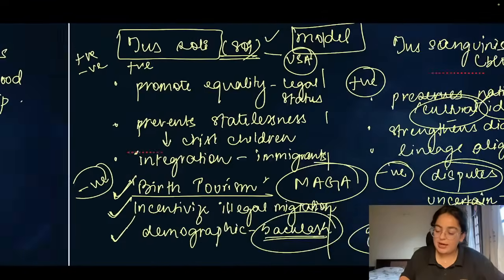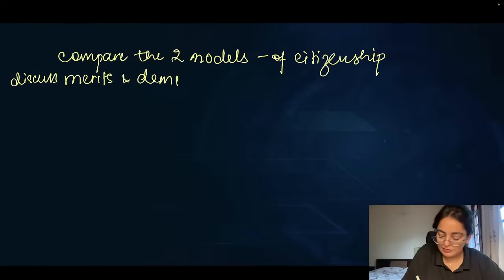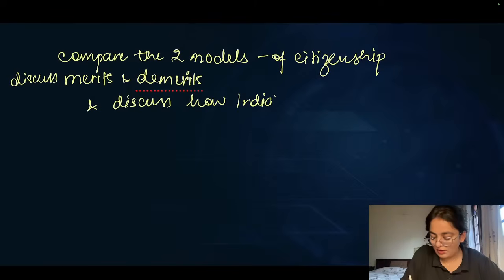So this can be used, and of course there can be a GS paper 2 question where it can say, compare the two models, just solely and the other one, models of citizenship, discussing their merits and demerits, and discuss how India's model is inclusive.